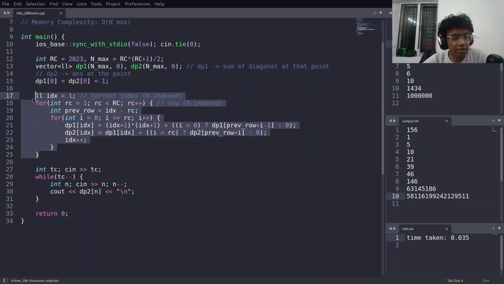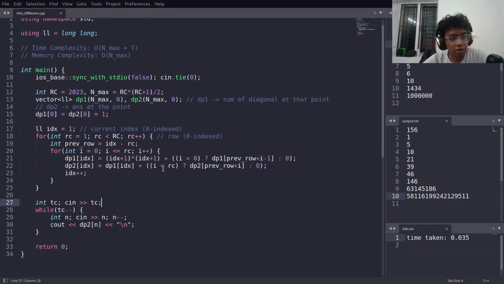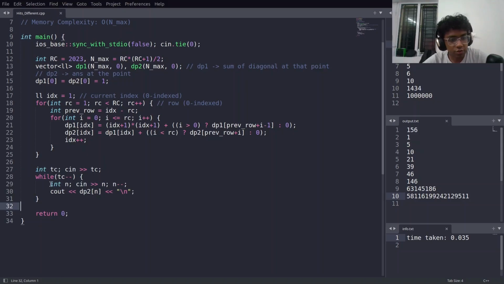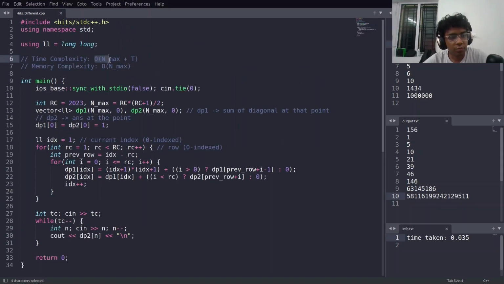Once this ends, all the values of the row count, each value will be pre-computed for the sum of diagonal as well as the answer. Then finally all we need to do is simply print the answer. So input n minus minus, and just print dp2 of n, which stores the value of our final answer. The overall time complexity is n max plus t, where n max is this value, and the overall memory complexity is n max because that's what we're storing in our dp array.